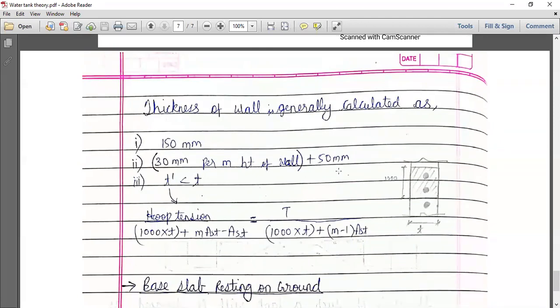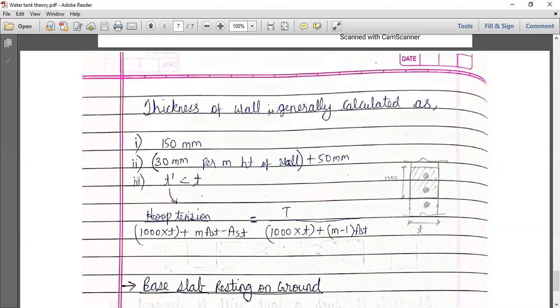ठीक है, अगर height of the wall दिया है 4 meter, 5 meter, so 30 mm into 4 or 5 plus 50 mm. And the third criteria is T dash should be less than T. So these are the three criteria on the basis of which you will calculate the thickness of the wall.